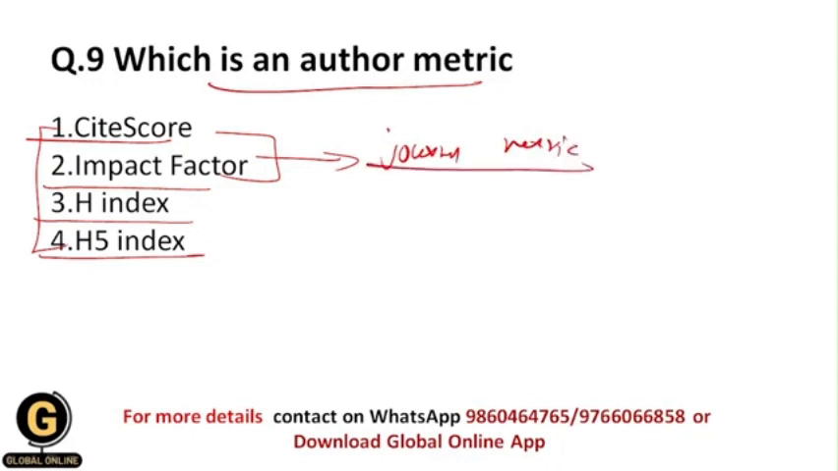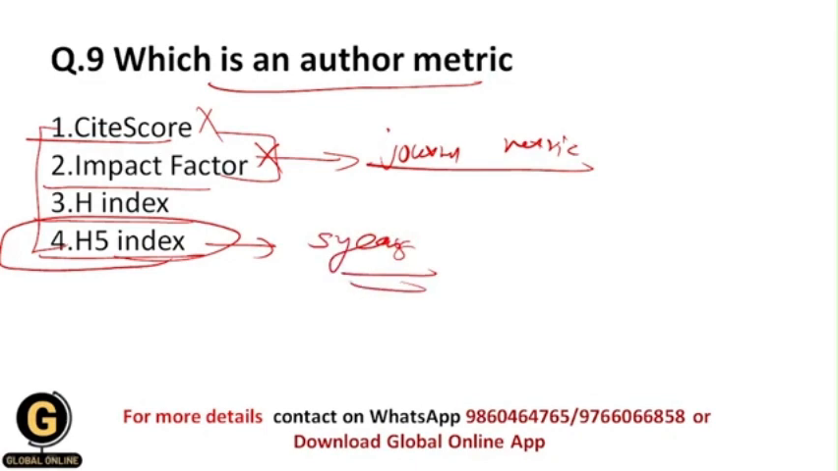Journal metric means by the scores of CiteScore and impact factor, you can give credit to the specific journal, and that's why this is called a journal metric. You give the values to the journal, okay, and that's why these two options get eliminated, because this is not an author metric. Now let us see H index and H5 index. Again we have seen about H5 index. It is going to track the citations for the preceding 5 years, and that's why again this is a journal metric. This is not an author metric, so this option gets eliminated. So the remaining option, that is H index, should be your correct answer.